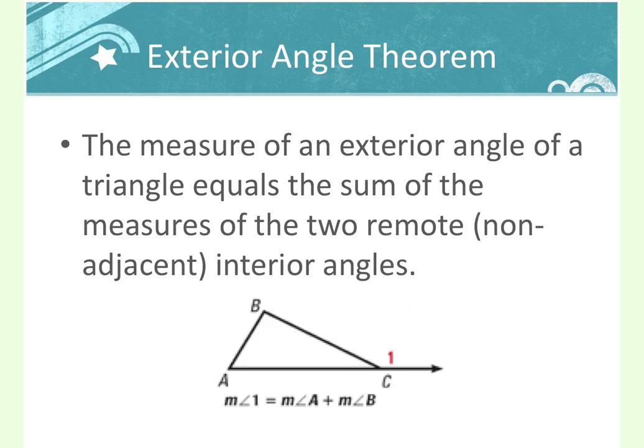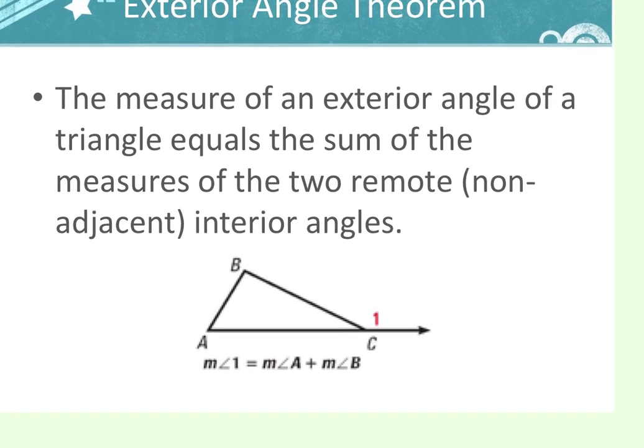The exterior angle theorem says the measure of the exterior angle of a triangle equals the sum of the measures of the two remote or non-adjacent interior angles. And what this means is if you have an exterior angle, for example this angle out here, it's equal to the sum of the two angles that are not next to it. So next to it would be this interior angle, not that one, but the sum of the other two. So angle 1 in this case is equal to the sum of angle A and angle B.